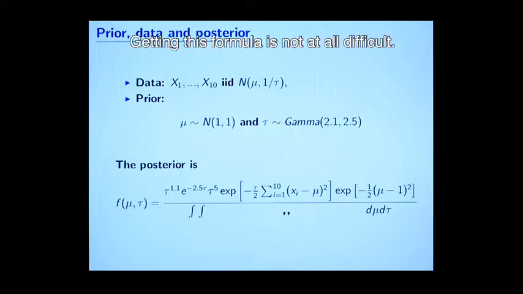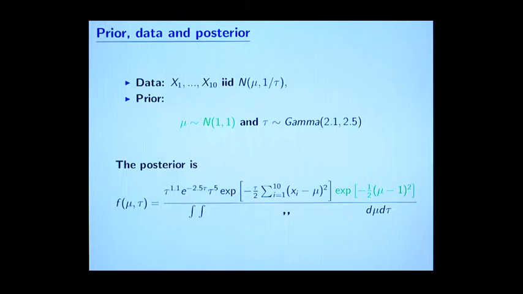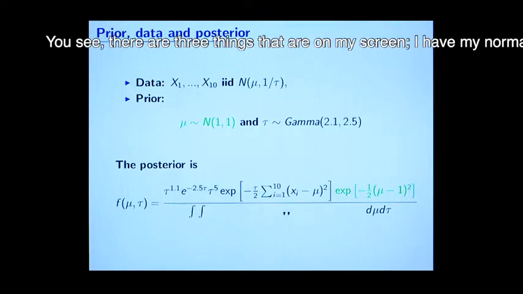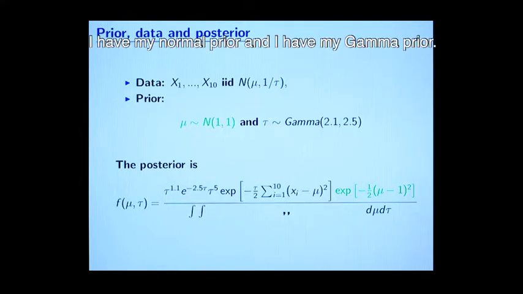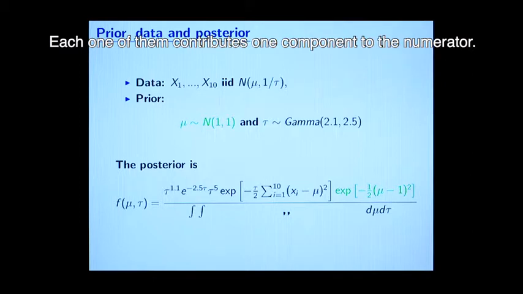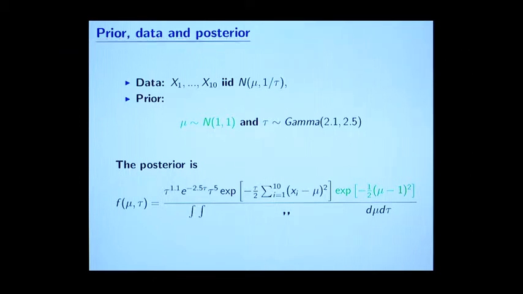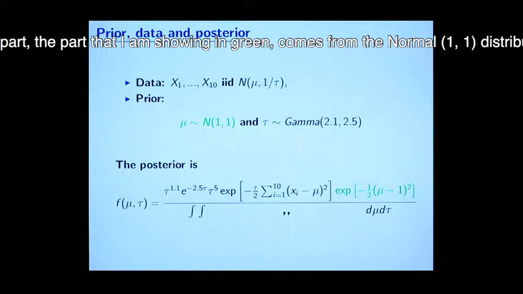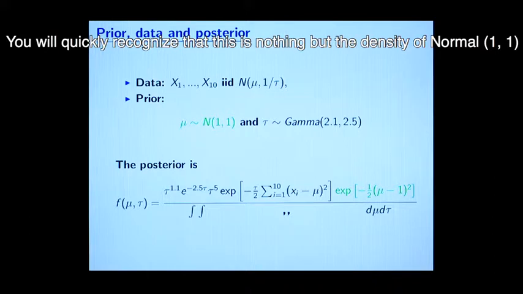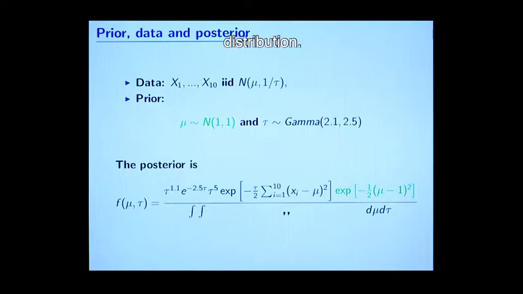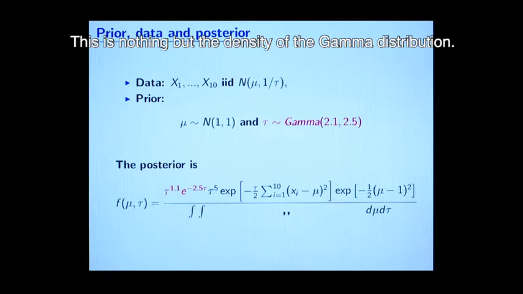Getting this formula is not at all difficult. This is how I have done it. You see, there are three things that are on the screen. I have my normal distribution, I have my normal prior, and I have my gamma prior. Each one of them contributes one component to the numerator. This part, that is the part that I am showing in green, comes from the normal 1 1 distribution. You will quickly recognize that this is nothing but the density of normal 1 1 distribution. Similarly, that red part comes from the gamma prior. This is nothing but the density of the gamma distribution.